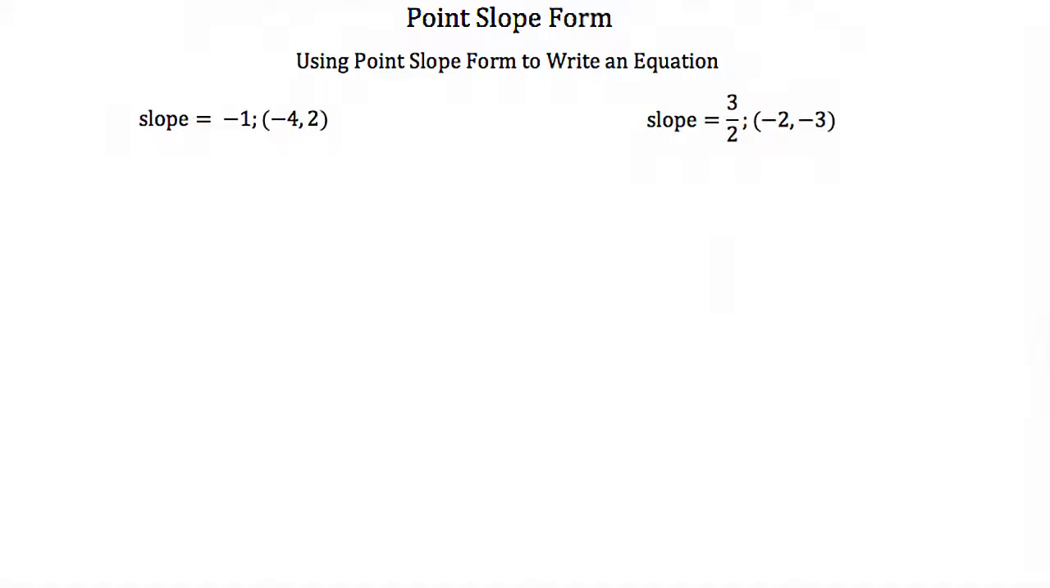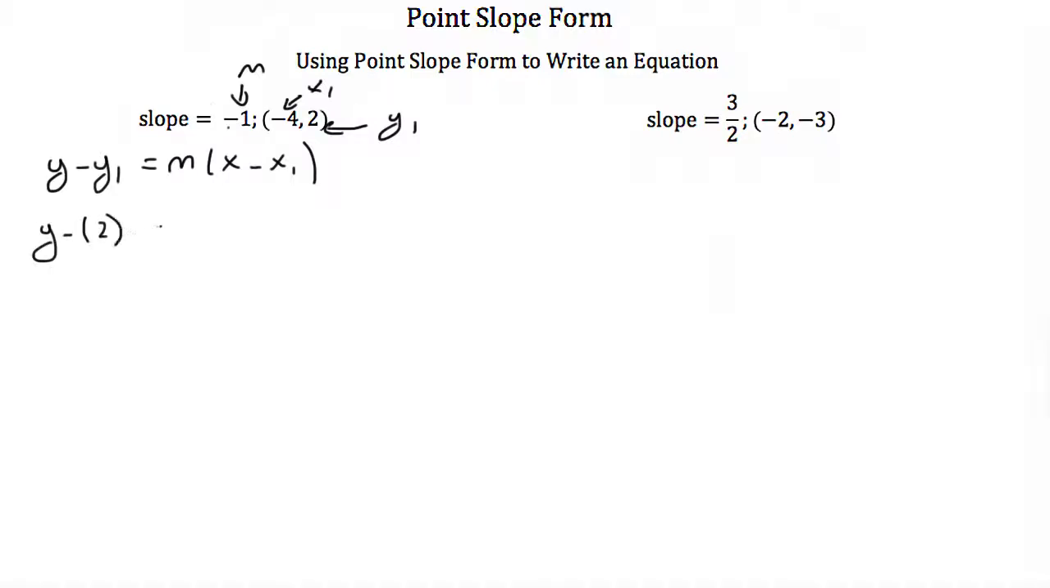So let's try using our point-slope form to write an equation. Here we're given a slope of -1 and a point -4, 2. Now our point-slope form is y minus y1 is equal to m times x minus x1. So we're going to plug this in for m, this -4 in for x1, and the 2 in for y1. So we get y minus 2 is equal to -1 times x minus a -4. Well, these become positive, so we'll end up with y minus 2 is equal to -1 times x plus 4.